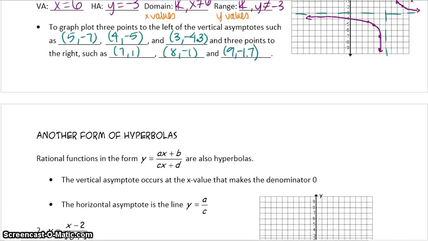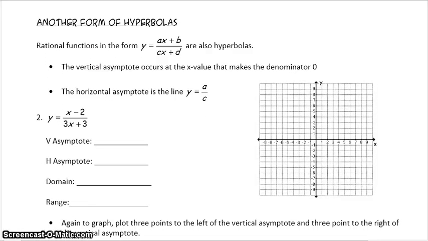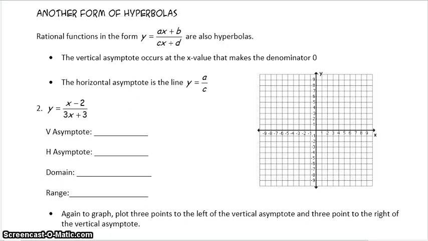So let's flip the page over to look at another form of our hyperbolas. Okay, so rational functions in the form of y equals ax plus b over cx plus d are also hyperbolas. Okay, so this is just a little bit more complex. And in this situation, the vertical asymptote occurs at the x value that makes the denominator 0. So to find that, we would set our denominator, which is cx plus d, equal to 0. Okay, and whatever value we get for x, that would be our vertical asymptote.